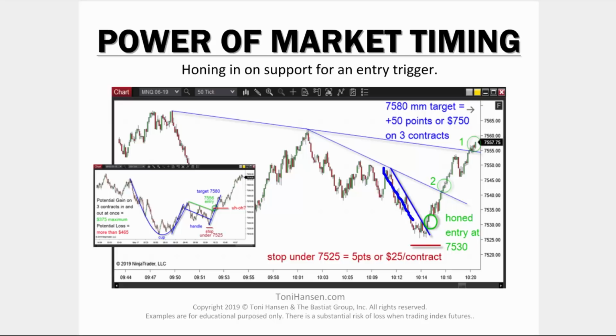So here was the last level I showed you guys. Here's the one that's a traditional entry, and here's the honed entry using the smaller two-wave move. So at this point, you've now got an entry at 75.30 compared to a stop under 75.25. You've got a 5-point stop here. That's it. So this is a big difference compared to what you were expecting as a target level versus what you're risking as a stop. It makes a huge difference.